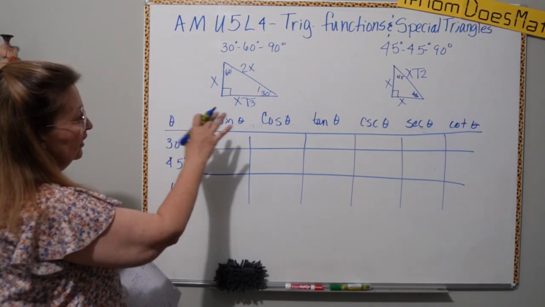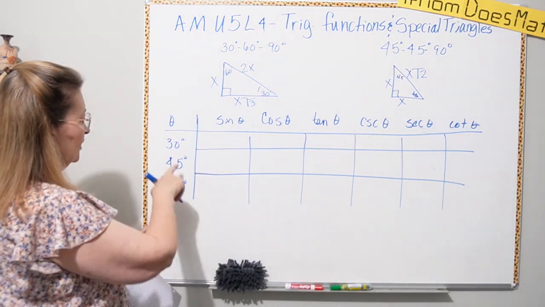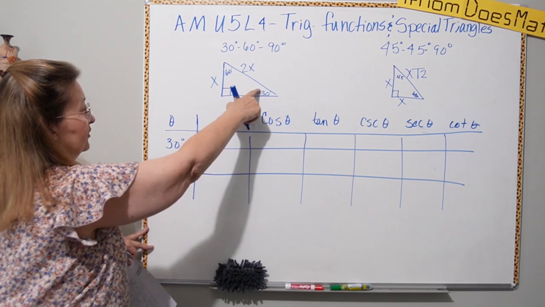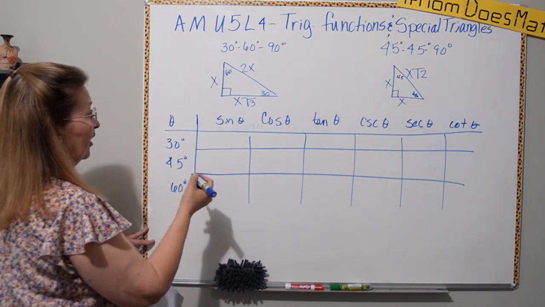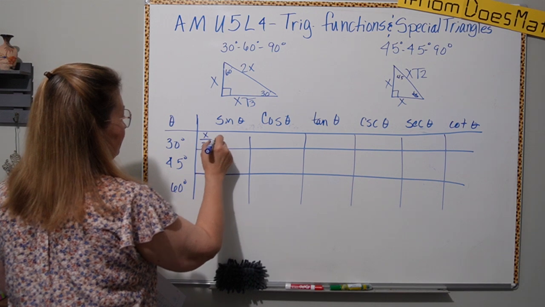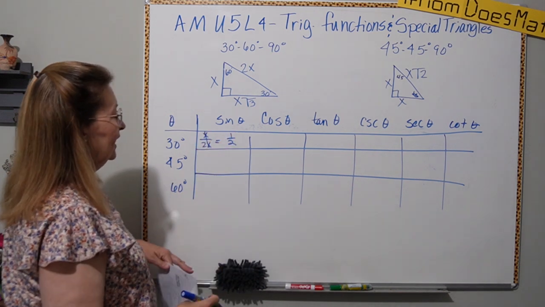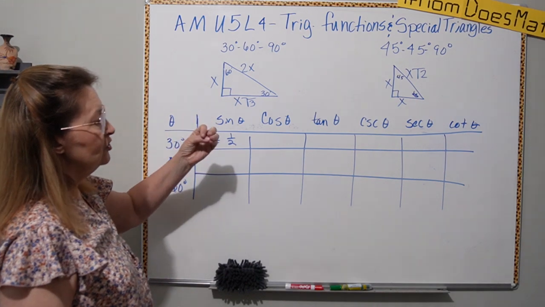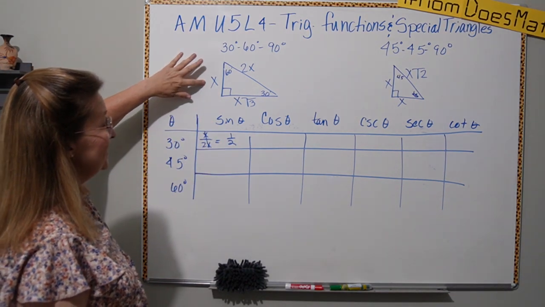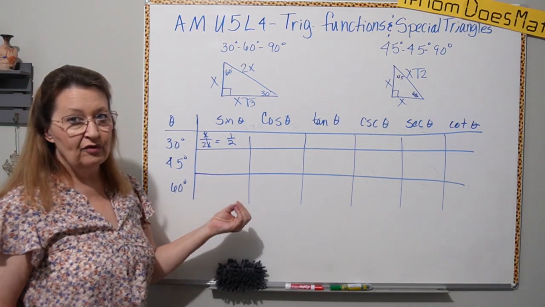Okay, so let's look at our chart and let's fill it in by looking at our two triangles. First, let's do our 30-degree angle. Now, the sine of 30 degrees is going to be the opposite over the hypotenuse. So you have x over 2x. Your x is reduced down, so that's 1/2. This is based on a unit 1 for x. So if x was 10, like I said, this would be 20. It's still going to reduce down to the half.